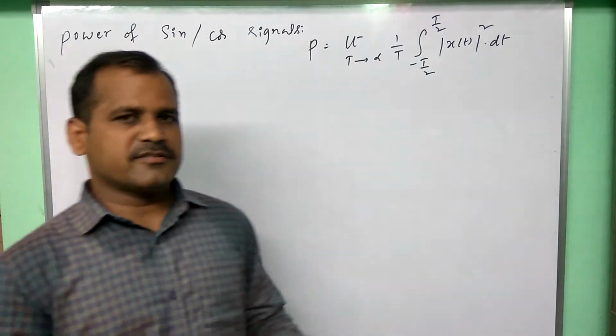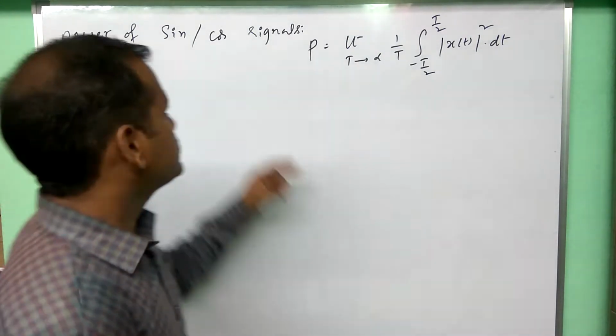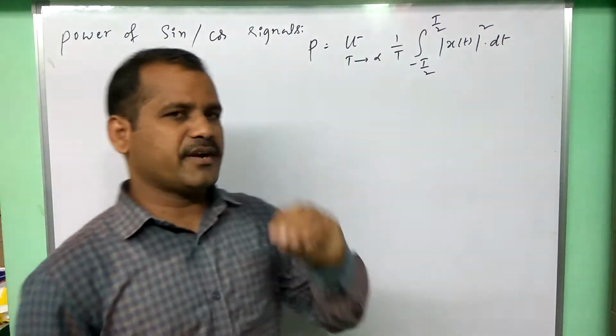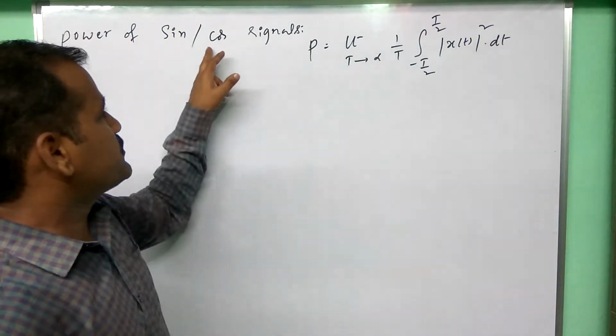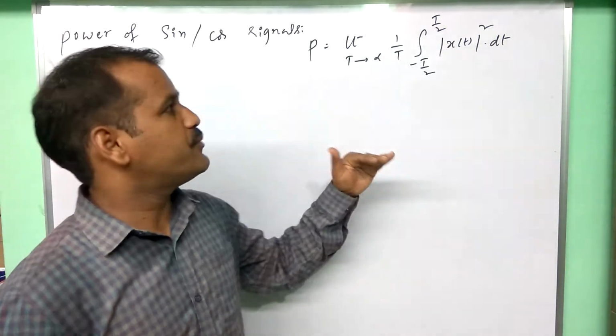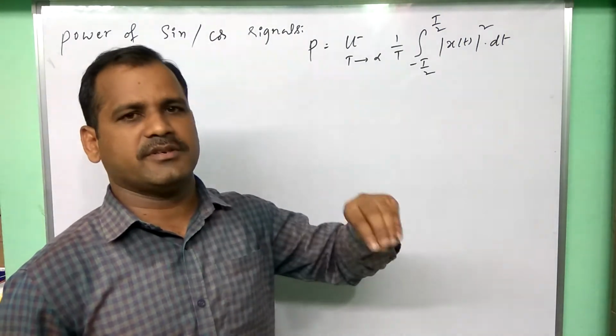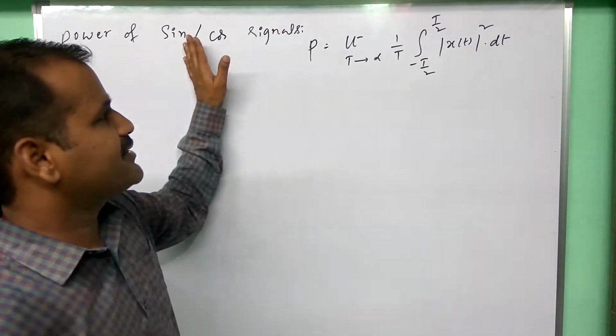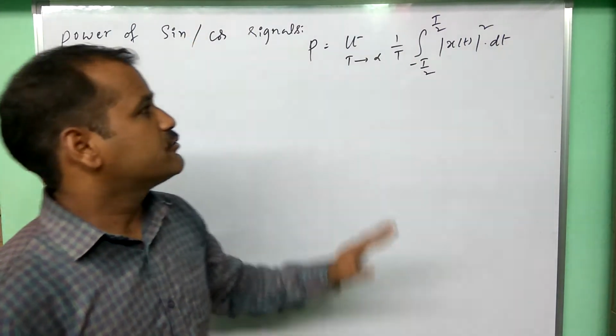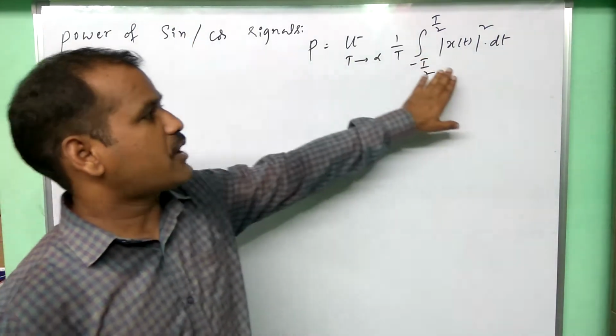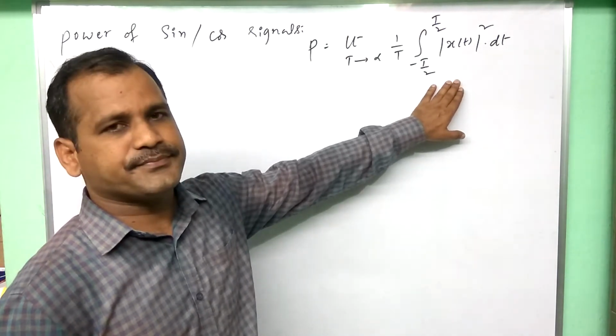All periodic signals are power signals first. That means a sine signal or cos signal is a periodic signal, so that must be a power signal. That is confirmed. Before calculating this power itself, we should verify whether the signal is a power signal or not. So it is a periodic signal, that means it is a power signal. So for such periodic signals only this formula is applied.